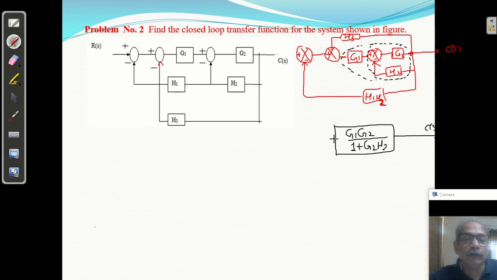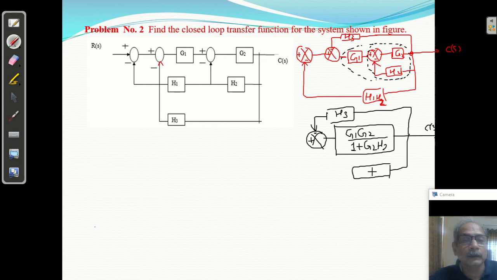Then this is the error detector, plus, and this is minus, H3. And from here only another feedback loop is there, H1 into H2 for here. Actually it is only one, but you can simplify it in two steps, plus minus in this way, and this is R of S, reference input.